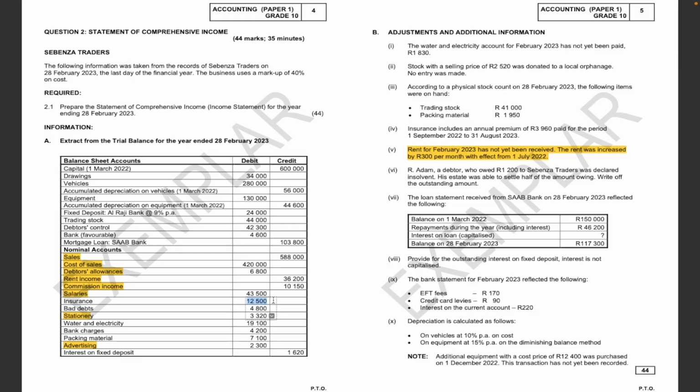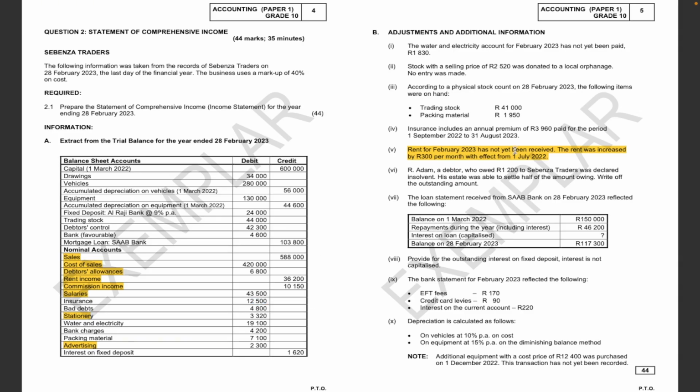All right, so don't confuse things. I know many are always confused. What's the connection between the 12,500 and the 3,960? Well, it's already included in here. So we need to remove the portion of the insurance that we've paid for the period outside our financial year.